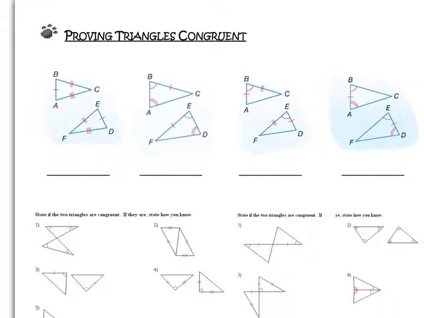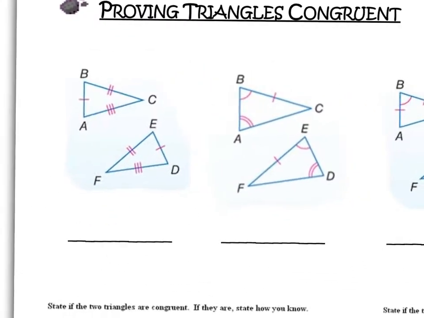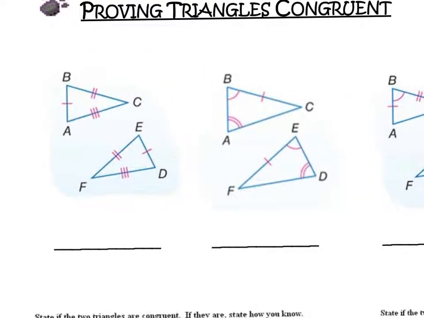Okay, today we're looking at proving triangles congruent. We're going to look at how we can prove that two triangles are congruent, given some of the information of the triangle. Our first example, we are looking at these two triangles. Notice that we have these sides congruent. Well, if all three sides are congruent, then we can say the triangles are congruent because of side, side, side.